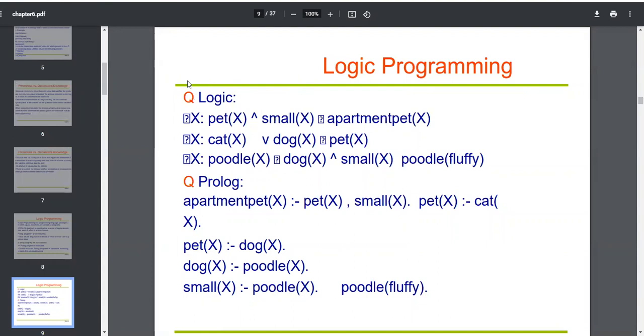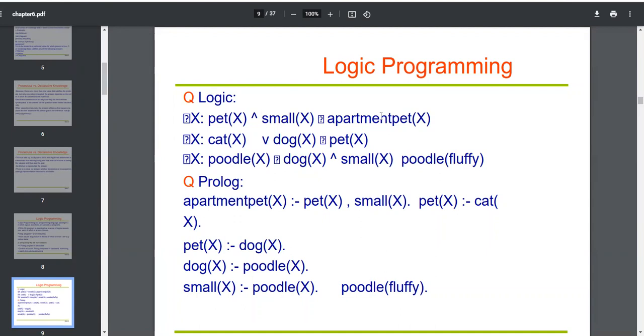So these are the logic facts written in the form of predicates, and this is a Prolog program for the same. Here it is: for all x, pat x and small x implies apartment pat x. So how are you going to write this as a Prolog program? Here we are saying that if x is a pat and x is small also, then x can live in an apartment as an apartment pat.